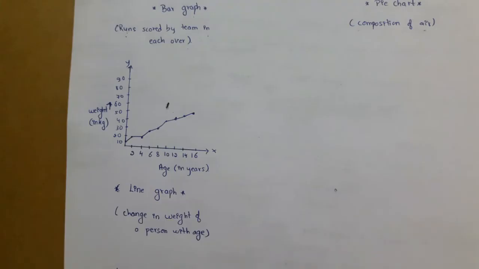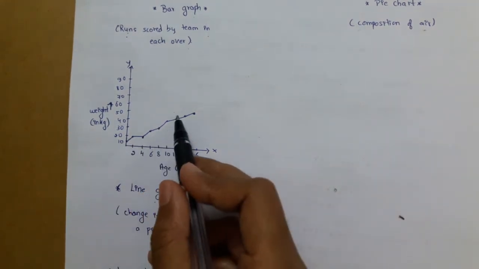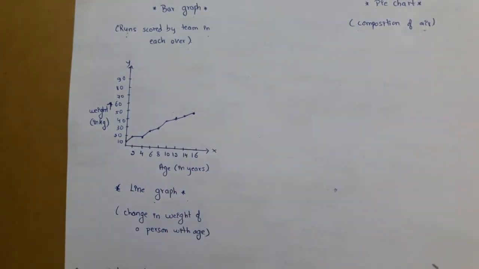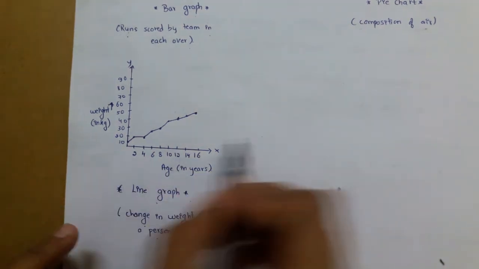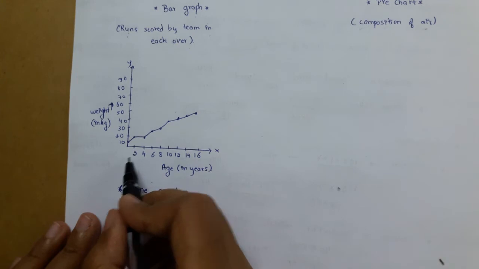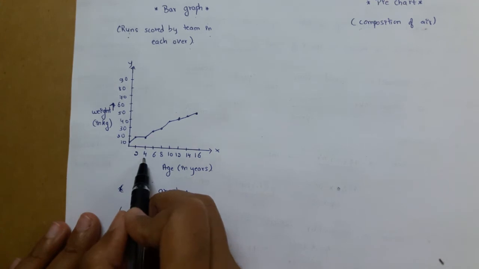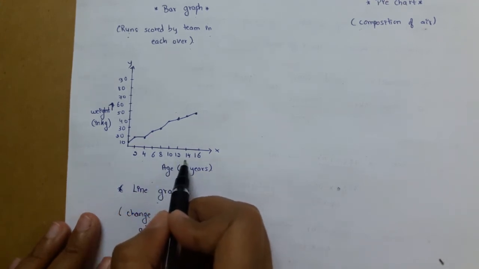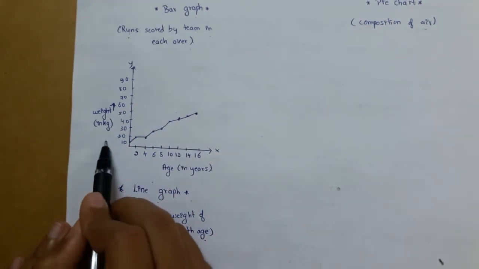air. Similarly, there is also one more type of graph, called a line graph. It is called a line graph because it usually has lines. You can see here the lines are there. So let's take an example of the change in weight of a person with age. Let us assume the weight of the person as he grew. The years or age we have kept on the x-axis, in terms of 2, 4, 6, 8, 10, 12, 14 and 16 years. And on the y-axis we kept the weight in terms of kg.